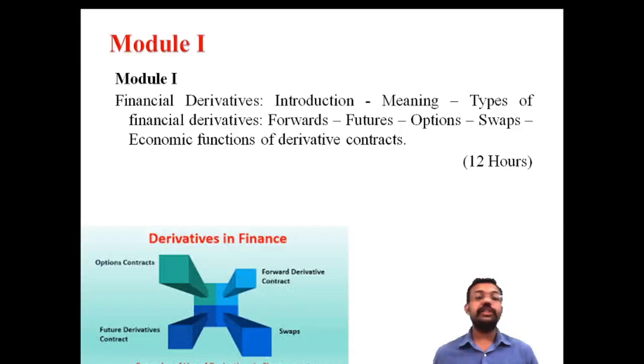A derivative contract is a contract between a buyer and a seller. One person is the buyer, another person is the seller. And what are the economic functions relating to derivatives? These are the important contents of the first module, and for the first module 12 hours are allotted.